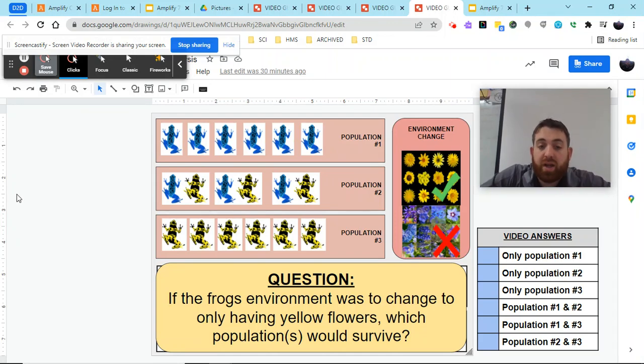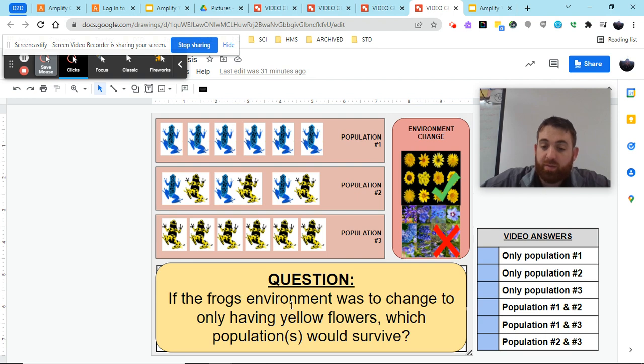Today we're going to be looking at answering a question using the diagram we see with our frogs and their environment. As we go through the question, we're going to break down our answers and also connect it with our key concepts to help us explain how we figure out this answer. So let's go ahead and take a look at the question.